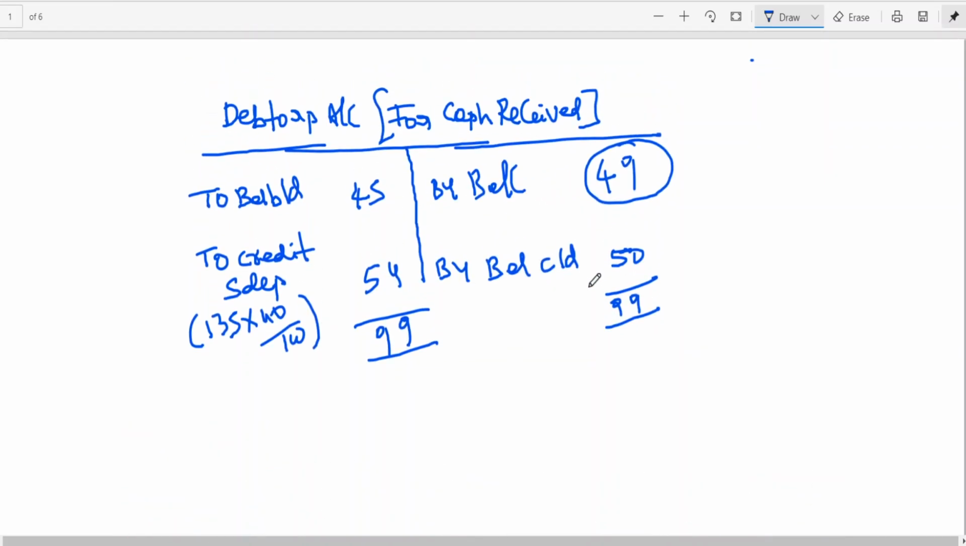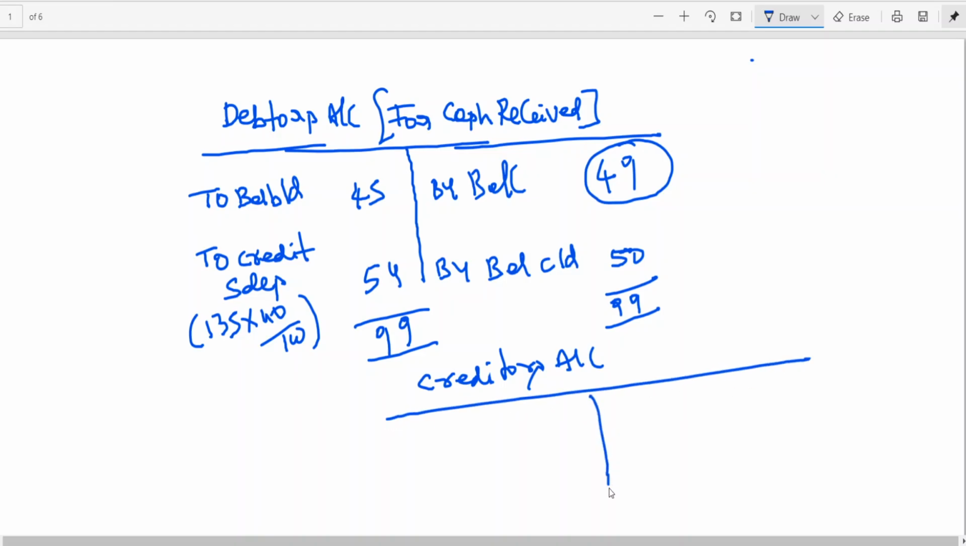And similarly, we need to go for one more account called the creditors account. I think the same thing. If you open the creditors account, this is also for cash paid or for amount paid.